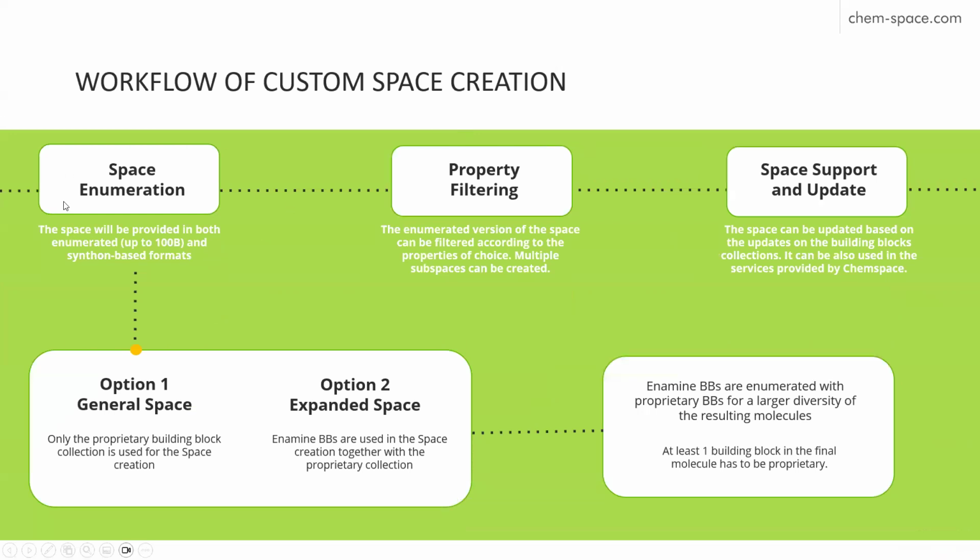And on this stage, space generation, we offer two options. Option one is a general space, where we use just your proprietary collection of building blocks. And option two is expanded space, where we can use, in addition, another collection of building blocks, for example, the Enamine REAL collection. And we make sure that the final molecules we generate on this stage will contain at least one building block from your proprietary collection. So the next step is to perform property filtering.